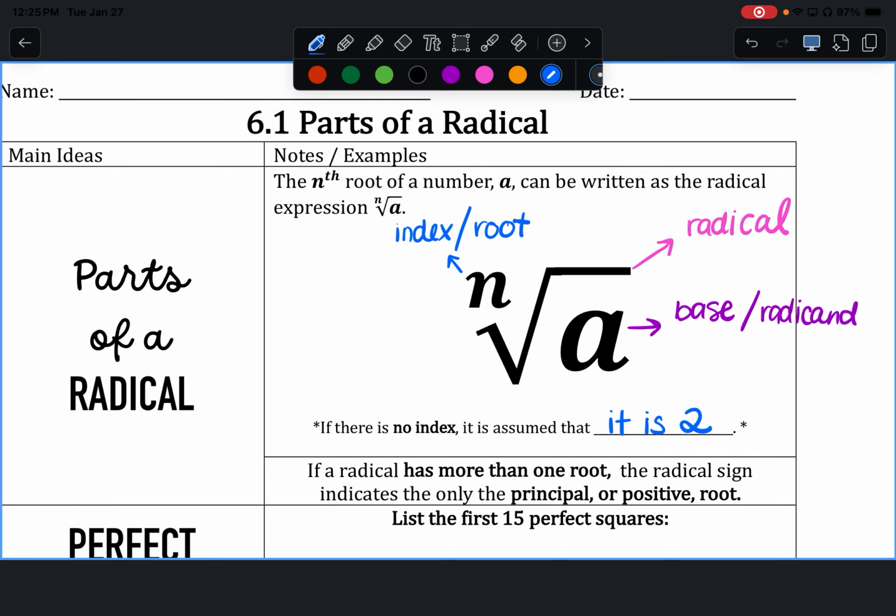Now, what is the square root of 4? What else is the square root of 4?